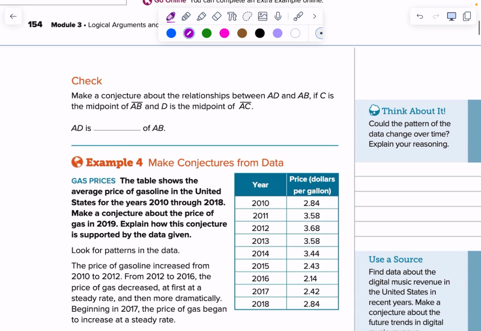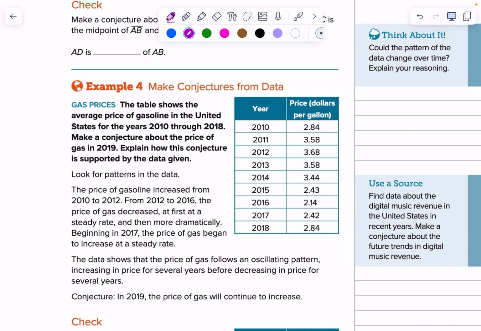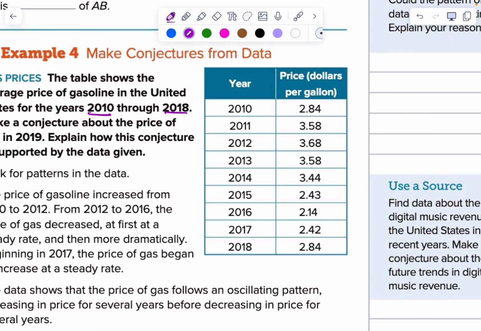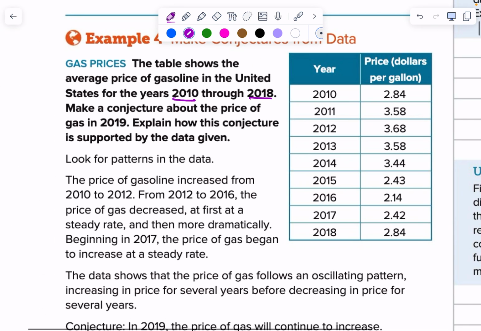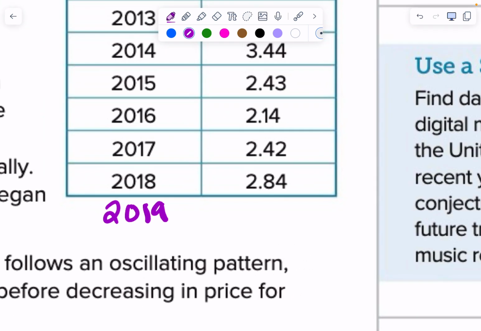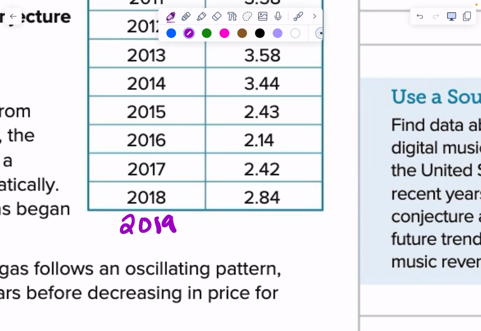Okay, here we go. Example 4. The table shows the average price of gasoline in 2010 through 2018. Make a conjecture about the price of gas in 2019. What do you think is going to happen? It's probably going to go up again, right? It is on the rise.